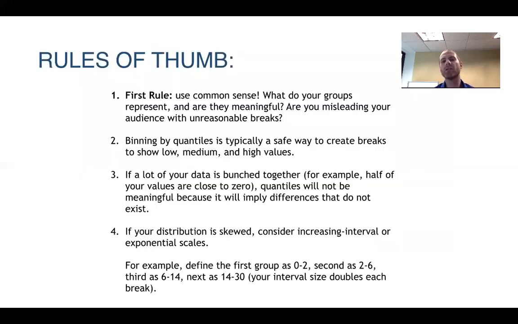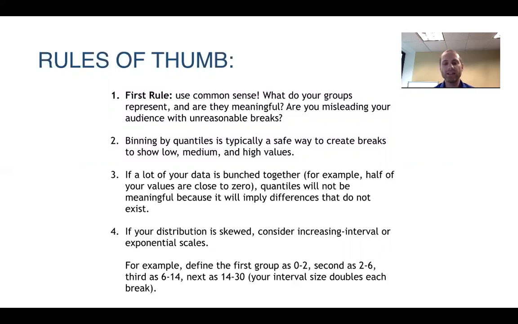So the rules of thumb for this case is, first rule is just use your common sense. What are your groups representing? Are they meaningful? Are you misleading your audience potentially by using unreasonable breaks for your variable? Binning by quantiles, like quartiles or quintiles or terciles or whatever, is typically a safe way to create breaks. And if you're using terciles, you can split your data into 3 groups, low, medium, and high values.